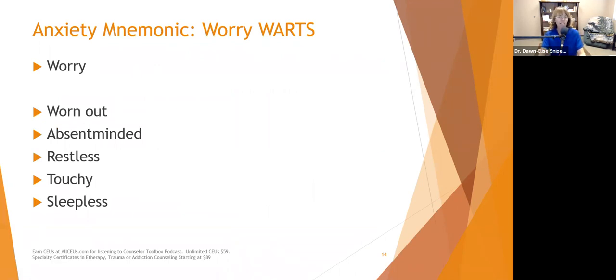Now, warts stands for worn out. They're exhausted from worrying a lot. Absent-minded, difficulty concentrating. They're restless, the psychomotor agitation that we talked about. They're touchy. They may be irritable. When we are worried, we tend to be less patient, more irritable. And sleepless. People who worry a lot tend to have sleep disturbances. So again, worrywarts is your mnemonic, and it stands for worry, worn out, absent-minded, restless, touchy, and sleepless.